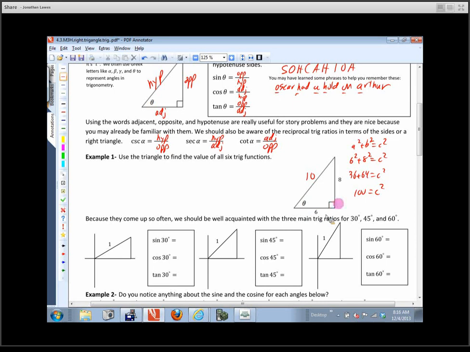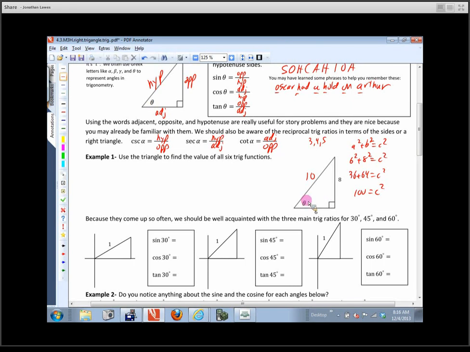Now, you may recognize this. We call 6, 8, 10 a Pythagorean triple. There are lots of Pythagorean triples. One that you're probably familiar with is 3, 4, 5. And this is just a multiple of a 3, 4, 5 triangle. Okay? So the angle isn't a very nice angle, but the sides work out to be really nice.